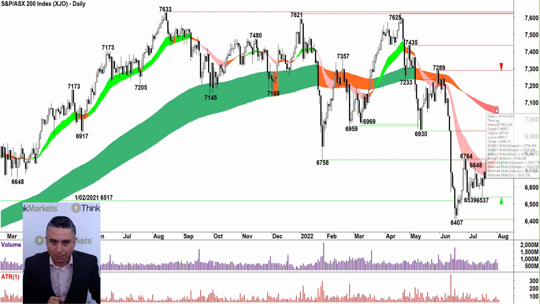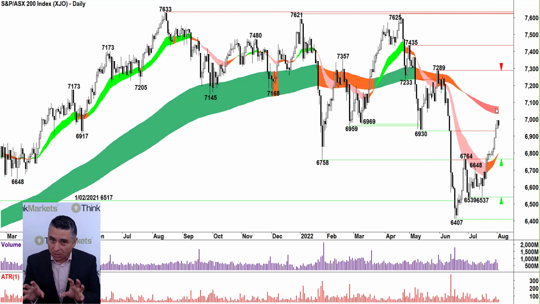That's a dark pink zone. That's my 144, 233 exponential moving averages. Very important you use exponential moving averages, not those boring old simple ones, because the maths makes them react faster to the price action. Moving averages are a very slow technical analysis tool, so anything we can do to make them faster is going to be better for us as analysts.